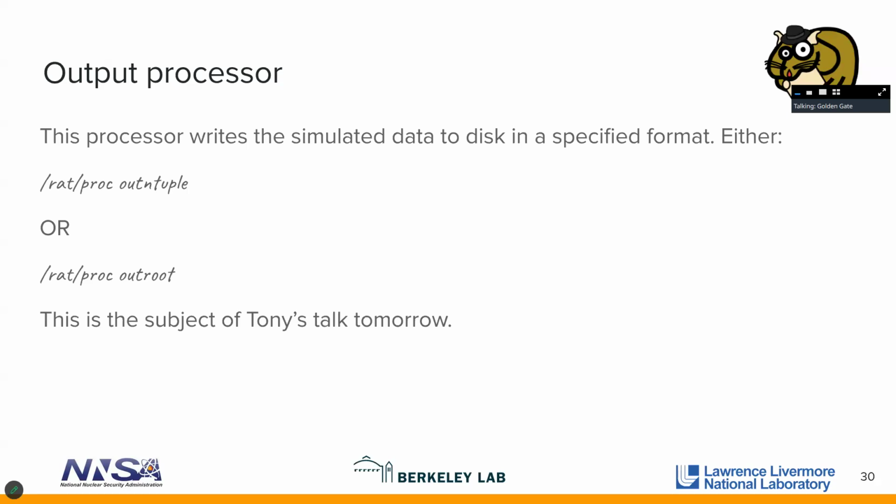There's also the out root format. I think most of the example files have this rat proc out root instead of out ntuple, and that's something we should change because out ntuple is far more popular choice, I would say. And the details of this are subject to Tony's talk tomorrow, and we'll also talk about actually analyzing the output files in more detail.